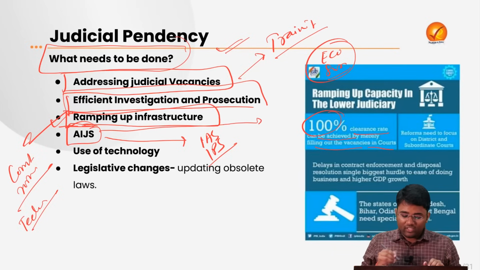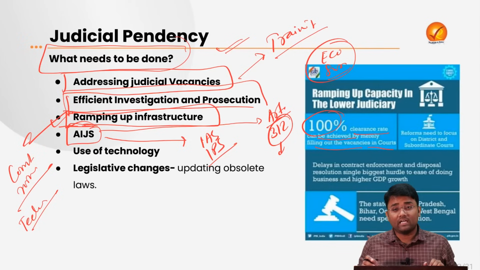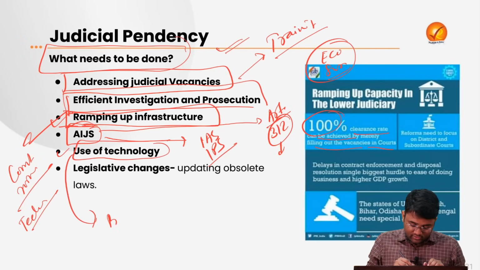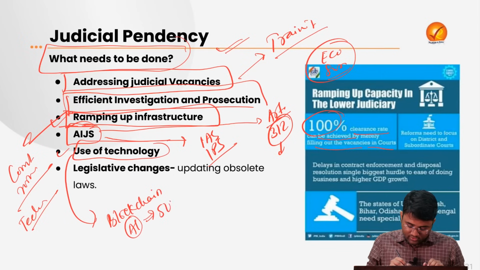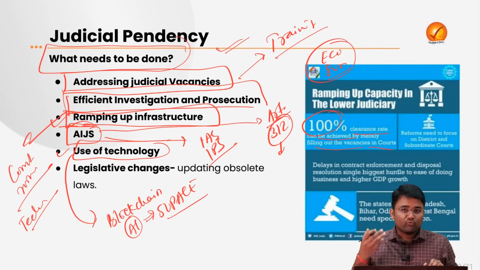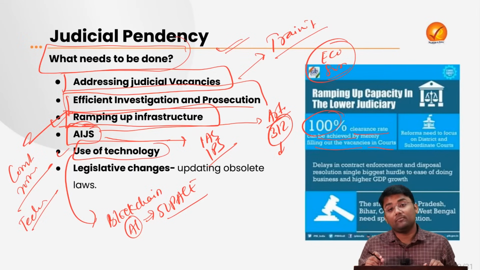Now, another piece of information about AIJS is that it has been provided under Article 312 that if the Rajya Sabha passes a resolution, an all India service other than the IAS, IPS and Forest Service can be created. Now, another thing that needs to be done is the use of technology. The technology like blockchain and AI that is being used in SUPACE further needs to be improved. So all this technology needs improvement and needs to be provided to all the lower courts and high courts, and that has to be done at a faster rate to ensure that judicial pendency is addressed.